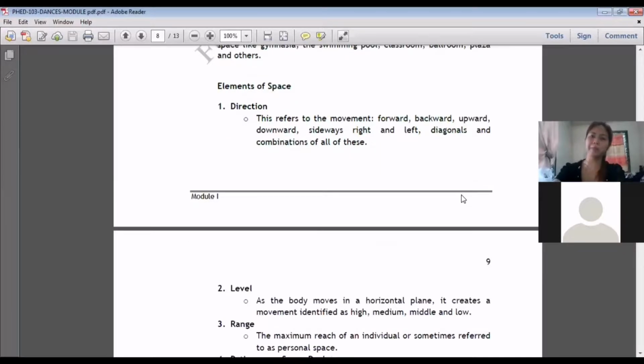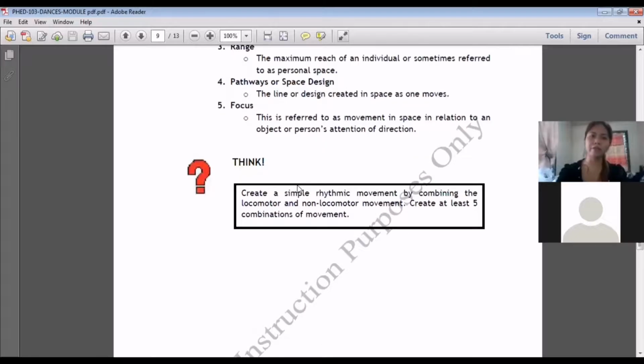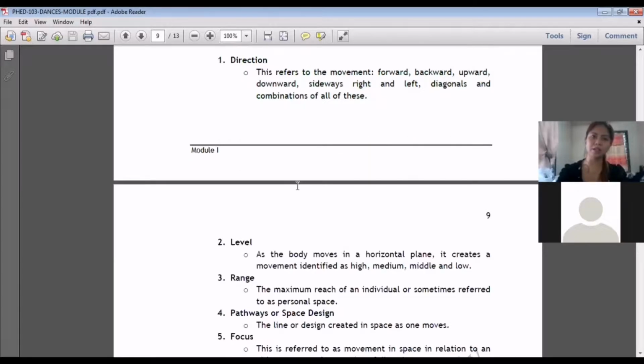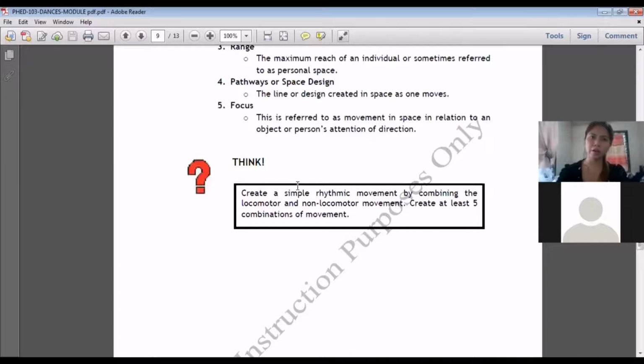Let's have the elements of space. Kagaya din sa ibang topics, not only in dances, pati sa arts, meron ding mga elements. Pag sinabing elements, ano yung ingredient para mabuo yung isang sayaw? Okay? So we have 1, 2, 3, 4, 5. First is direction, second is level, third is range, fourth is pathways or space designed, and fifth is focus.